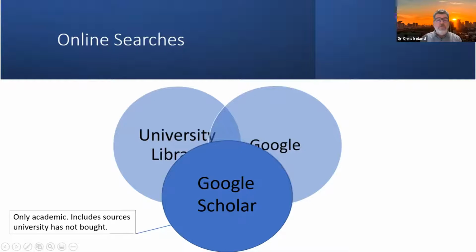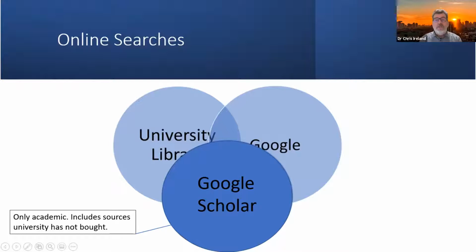So it includes sources that your university has not paid for. And that will be for two reasons. One, there's lots of free resources in Google Scholar. So PhDs in university repositories and other papers that might not have been published in journal articles, or there may be free journals that maybe your university library hasn't incorporated.